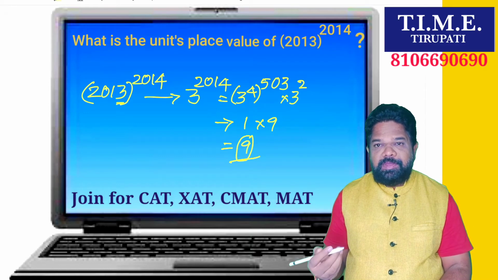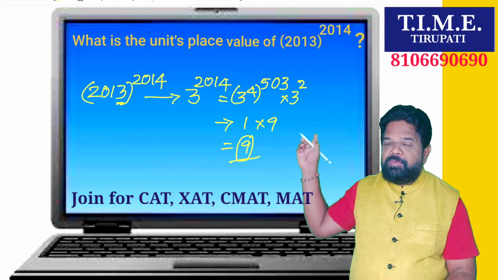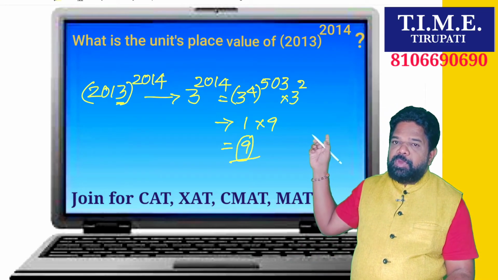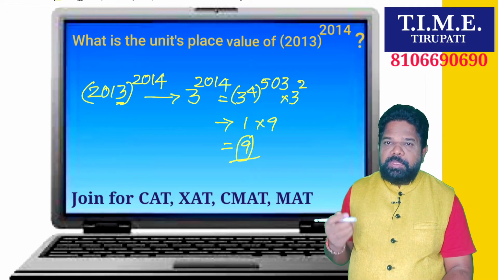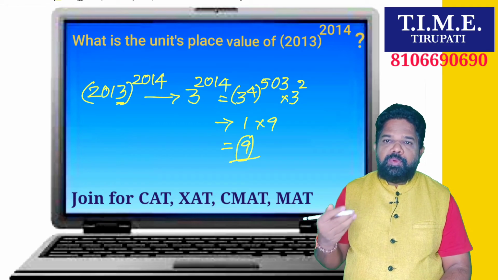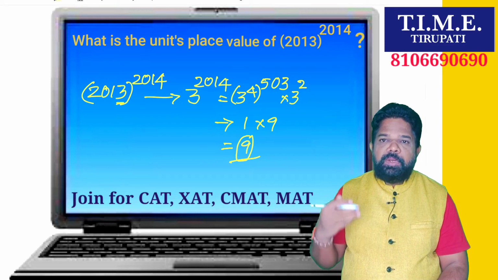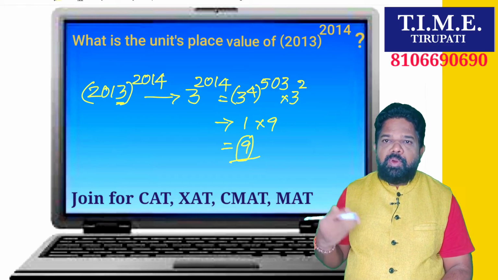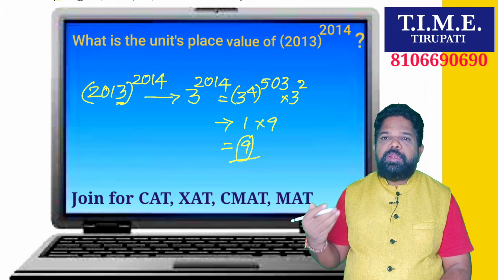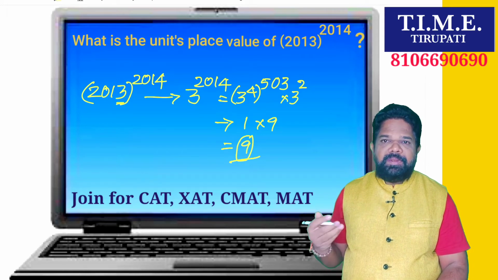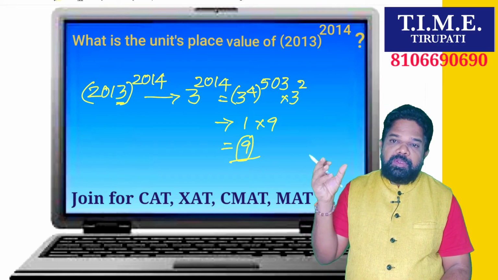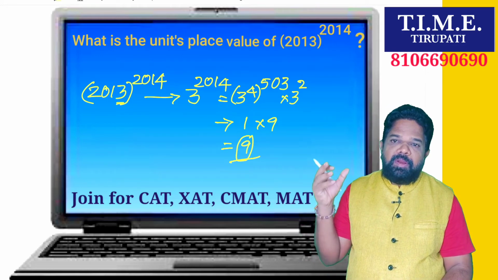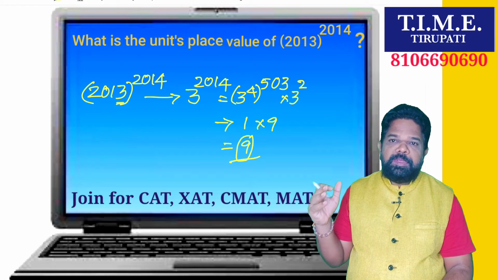Once again I will revise. What is our question? What is the units place value of 2013 whole power 2014? What is the meaning of 2013 whole power 2014? 2013 into 2013 into 2013, and so on, 2014 times you have to multiply. It is impossible to multiply all that, but we get a large product, and in that large product we require only the units place value.